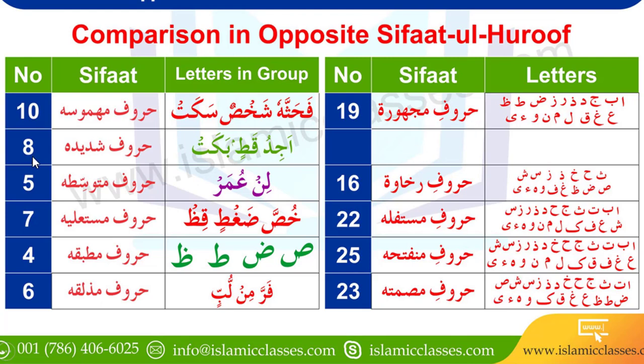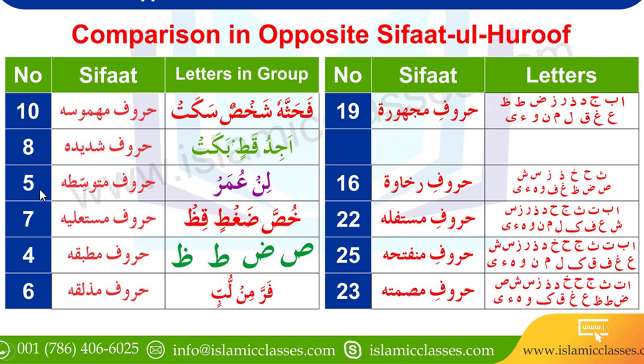These 19 letters are called huruf majhura. And the next is huruf shadida. There are 8 letters of shadida, which we call shidda letters. This is the quality name, and the letters of shadida are 8, which are ajidu qatin bakat. Whenever these 8 letters come, we make shidda quality in those letters. And the opposite of ash-shidda is ar-rakhawa. There are 16 letters of rakhawa, which you can see written in front of huruf rakhawa.